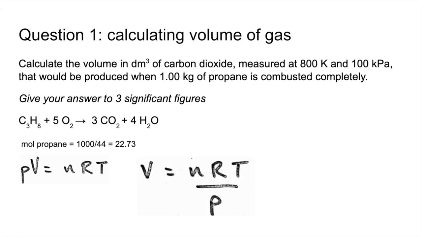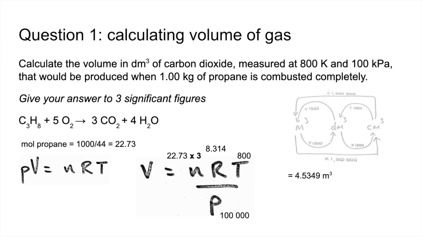So the first one, n, got to be careful here because we want to know the moles of carbon dioxide that's going to be formed. It's a 1:3 ratio, so that might catch some people out there. Multiply by the gas constant and the temperature, which was already in Kelvin, and then divide by 100,000, that's 100 kilopascals. That comes out at 4.5349 meters cubed. Remember, the volume is in meters cubed for the ideal gas equation, and we want to get that into dm cubed, so we need to multiply by 1000. So it is 4530 dm cubed to 3 significant figures.